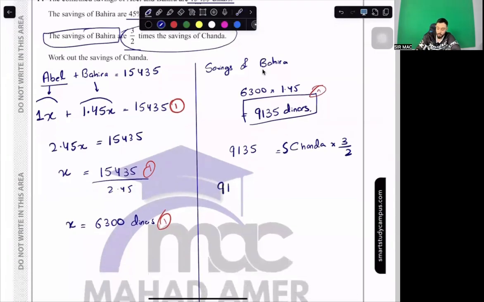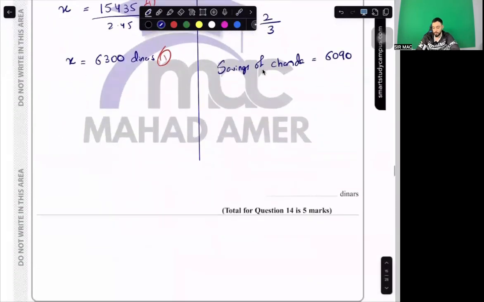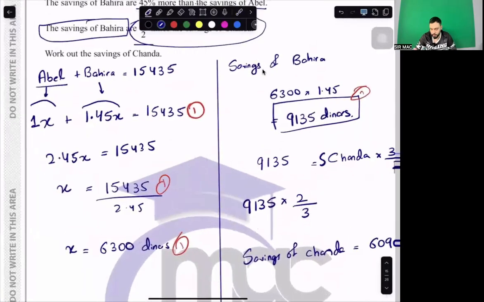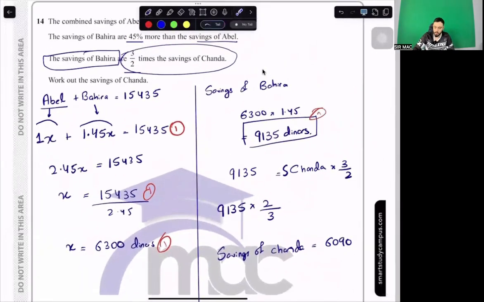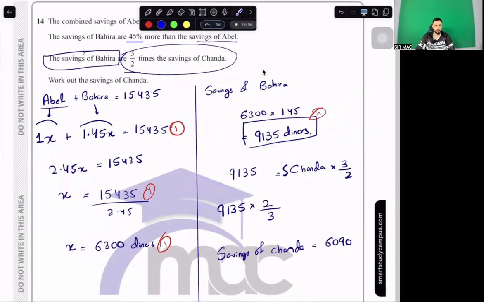So 9135 times 2/3, or you can divide it by 3/2, whatever suits you. The savings of Chanda would be equal to 6090. So 6090, and that's one heck of a question. Makes sense? I think till here, the last part makes sense. This is the most challenging one. Everything else is easy. All clear?